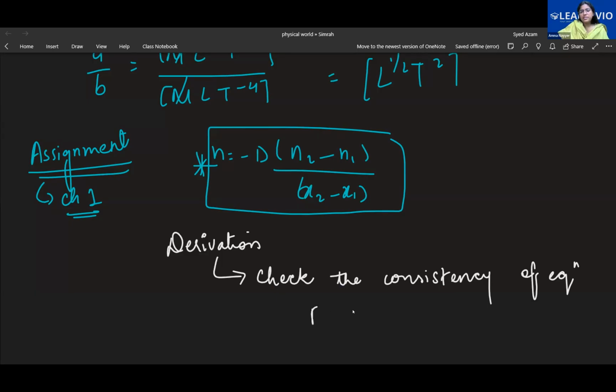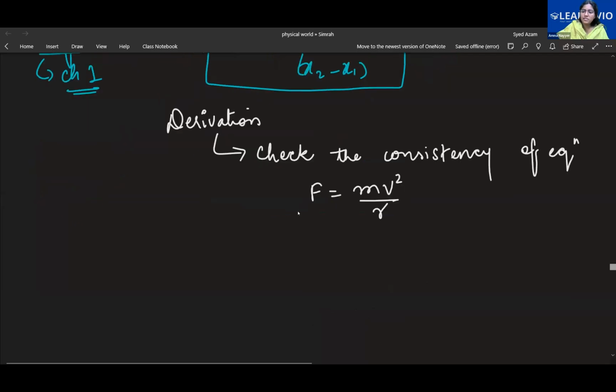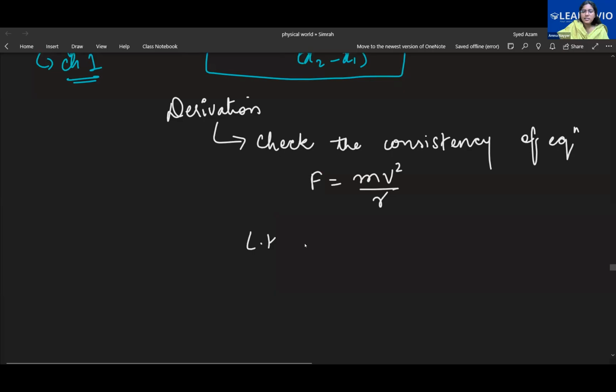Check whether F is equal to mv square by r or not, like this. So you have to do the same thing. You will just put the dimensions of this side, solve it like LHS. We have to equate LHS to RHS. It's not exactly the derivation one, it's the dimensional formula one. And then at the end, you have to prove that yes, LHS is equal to RHS, hence this is consistent. Suppose I give you mv square by r square, then you will not get it equal because this is not the formula. So you say this is not equal, the equation is inconsistent.